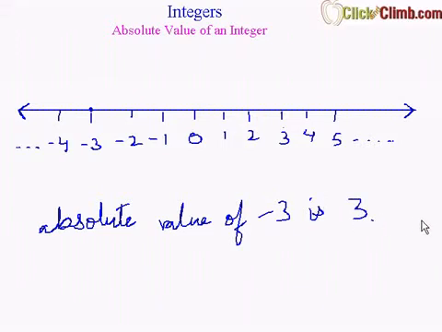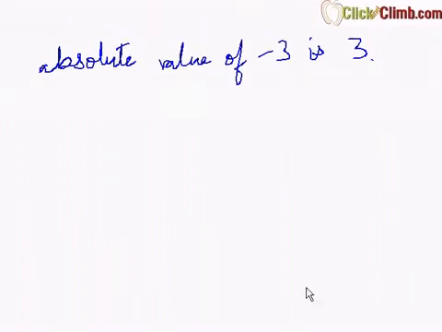It is just the distance, not positive or negative, and the absolute value is denoted like this. I will read this as the absolute value of -3, and the answer to this is 3. Also the absolute value of 3 is 3. So I can say that the absolute value of a negative integer is also positive, and the absolute value of a positive integer is also positive. In both the cases I'm going to get the answer as positive.